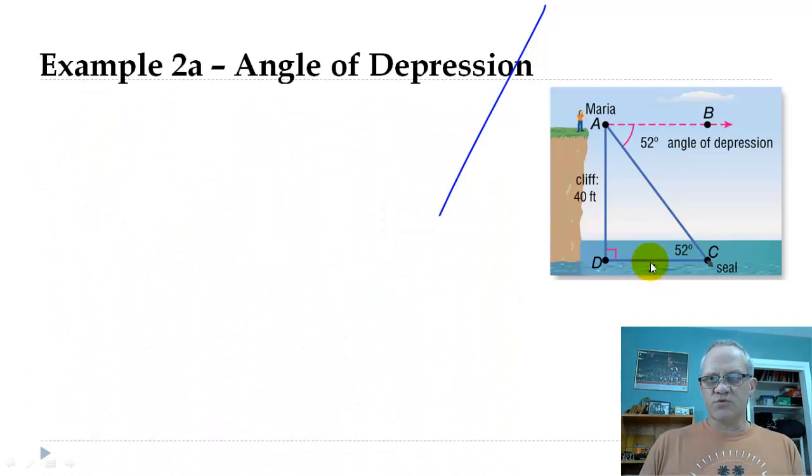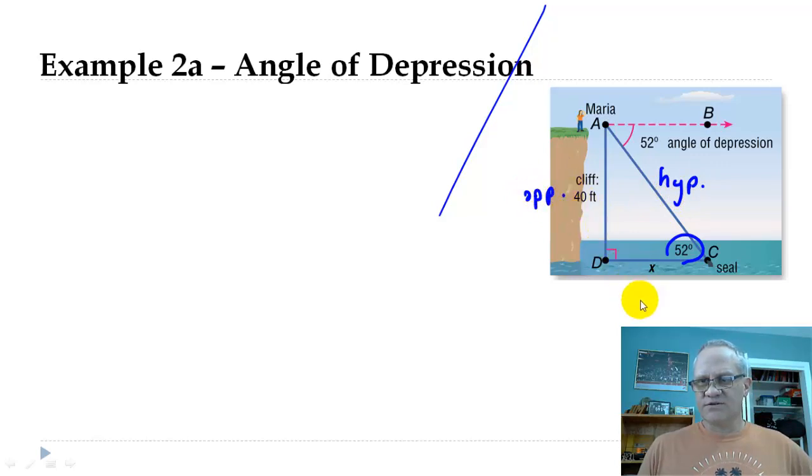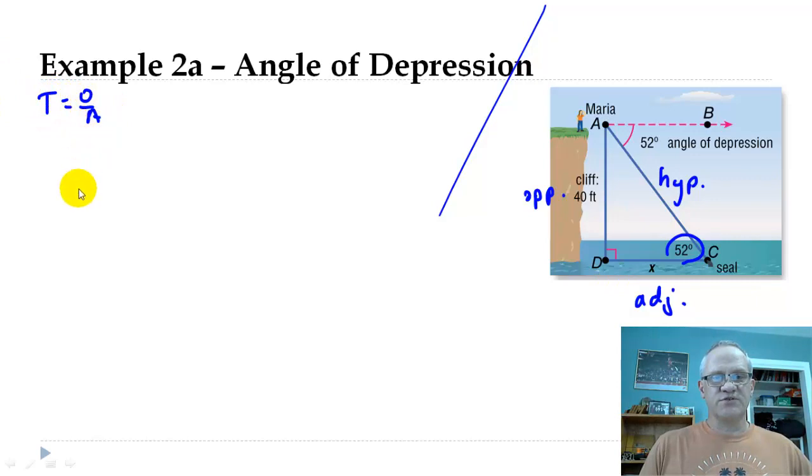So let's work it out. We're using this 52 here. So from that, let's look at where everything is. Here's our 90 degrees over here. This is our hypotenuse. The 40 is opposite, and the X is adjacent. So from 52, what trig function are we going to use? We've got opposite and adjacent. That's going to be, again, tangent is opposite over adjacent. So the tangent of 52 equals 40 over X.